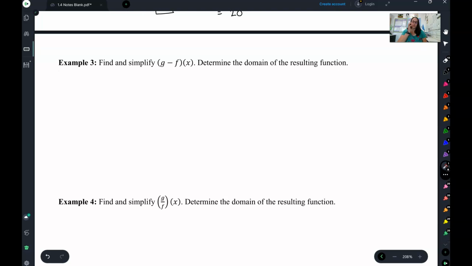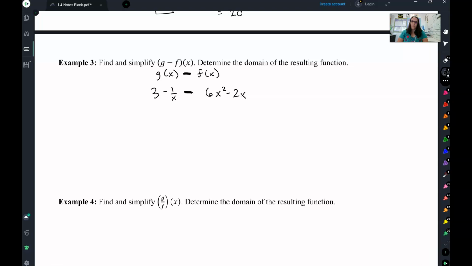Let's move on to example 3. Here we've got a subtraction, and notice we no longer have a number, it's just x. But it's still the same thing. We still want to do g of x minus f of x. But in this case, instead of plugging a number into the g equation, I want to take the whole g equation, which is 3 minus 1 over x, and I want to subtract the whole f equation, which is 6x squared minus 2x.